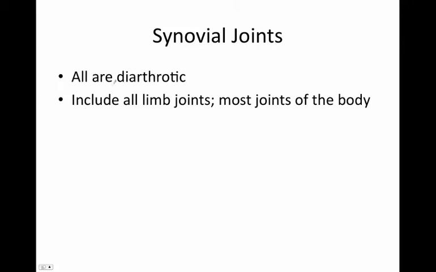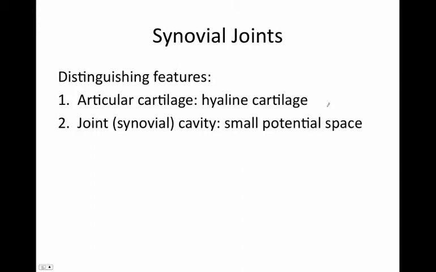Synovial joints are all of these are diarthrotic, and so what we're looking at here are all of our limb joints, and most of the joints of the body are going to be synovial joints. So one of the bigger types of joints that we study are the synovial joints. Some distinguishing features of them: the articular cartilage is hyaline cartilage. The joint has a synovial cavity, which is also looked at as a small potential space. So there's this small amount of space in these synovial cavities that allows for certain special functions of the joint.